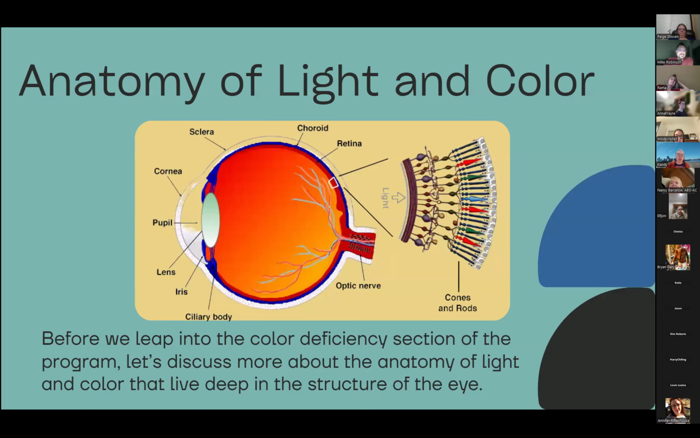And then as we talk about light, we get into light and color. Before we get into the whole color deficiency part of it, we need to learn why. Why is there color deficiency? I don't think I answered why there's color deficiency, but I got pretty close, I think. So we need to know more about the anatomy of how light and color live in the structure of the eye. Of course, that's in rods and cones.